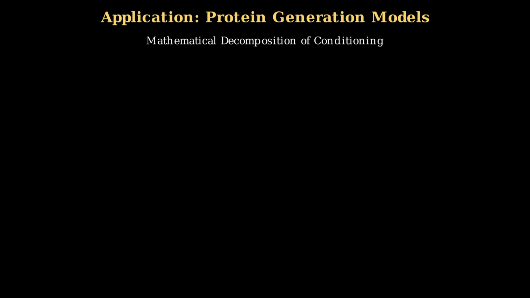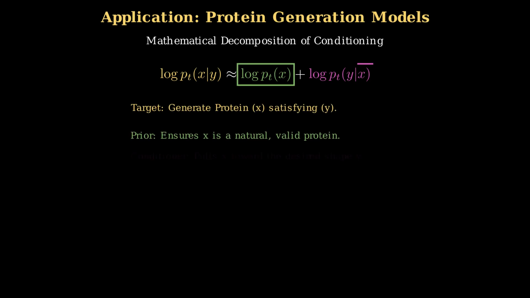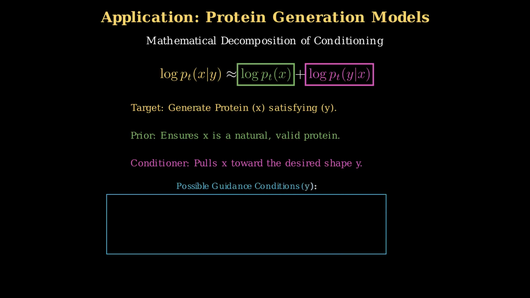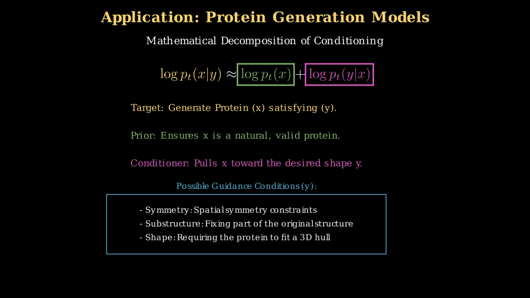Stage 3, understanding how we guide protein generation using specific conditions. The goal is to generate a protein X that satisfies requirement Y. This is a sum of the prior model and the conditioner. The prior handles natural valid protein structures, while the conditioner ensures it meets our design constraints. Conditions can include symmetry, specific substructures, or global shape requirements.